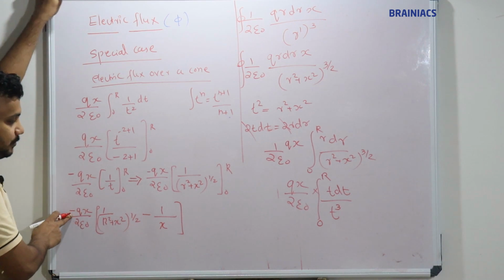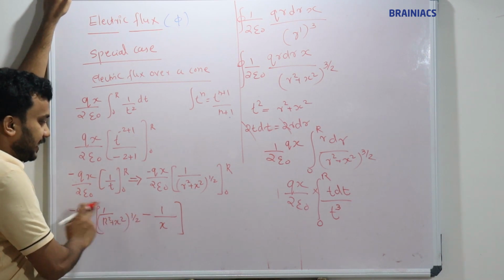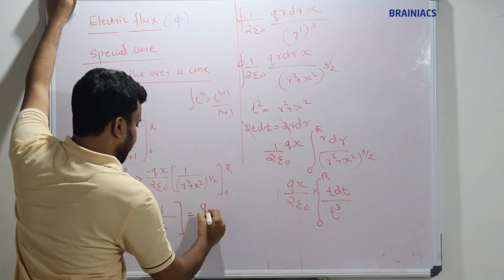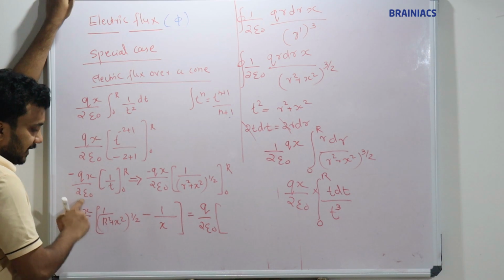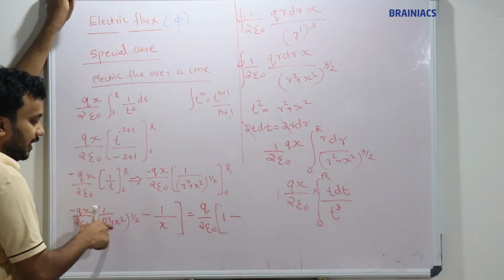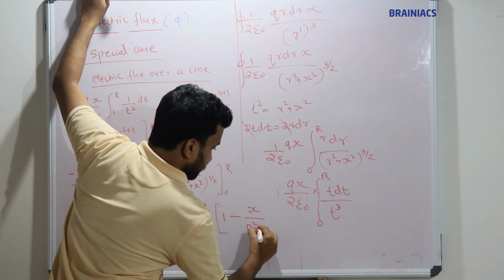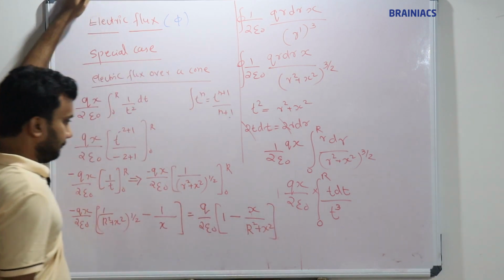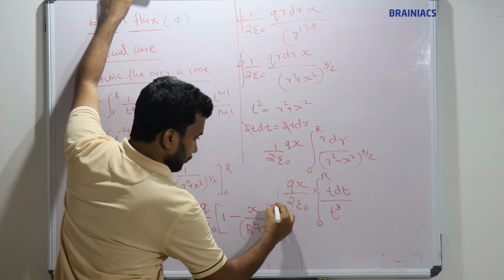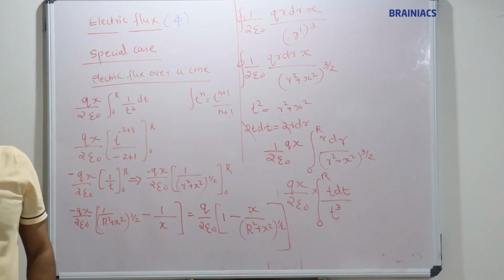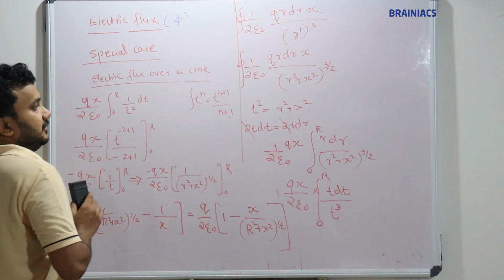We got it. Now this is a minus sign. This minus sign I am multiplying inside, so this minus and this minus become plus, and x and x get cancelled. So q divided by 2 epsilon 0, here it comes 1 minus the other term, x divided by (R square plus x square) whole power 1 by 2. So this is the final formula. We got it for this one. You can pause the video and complete these steps.